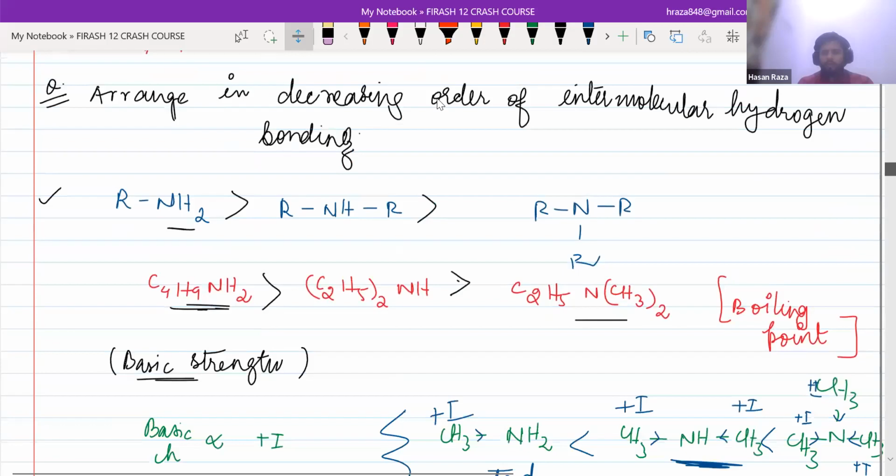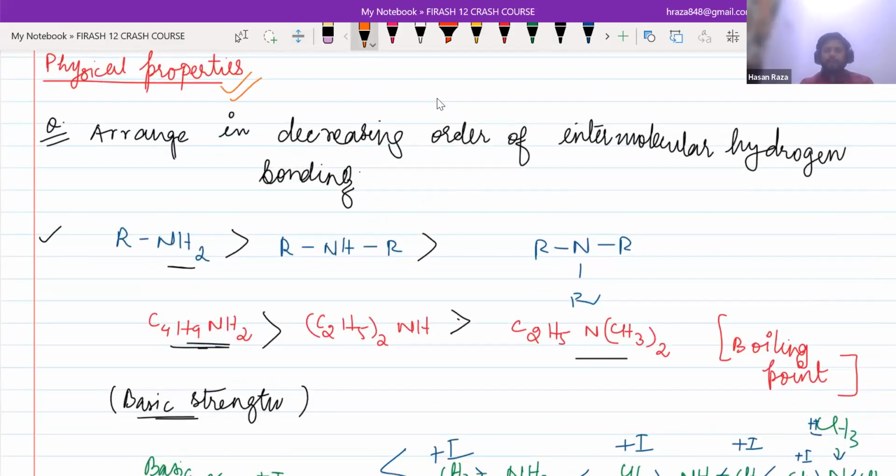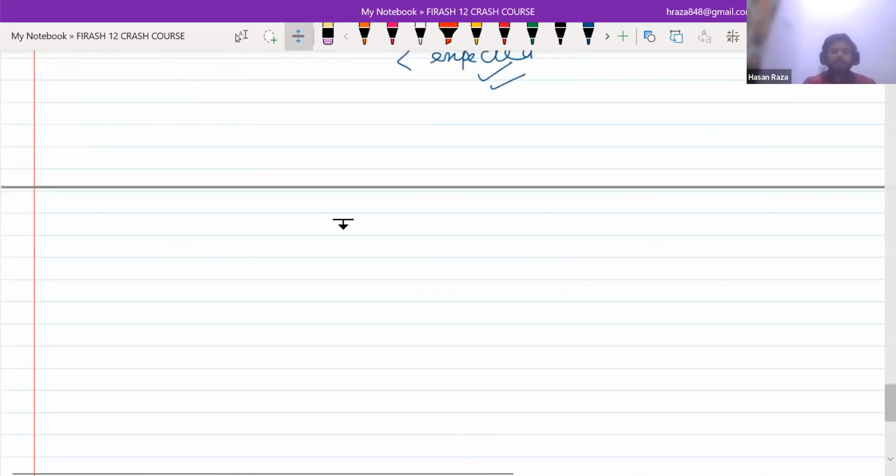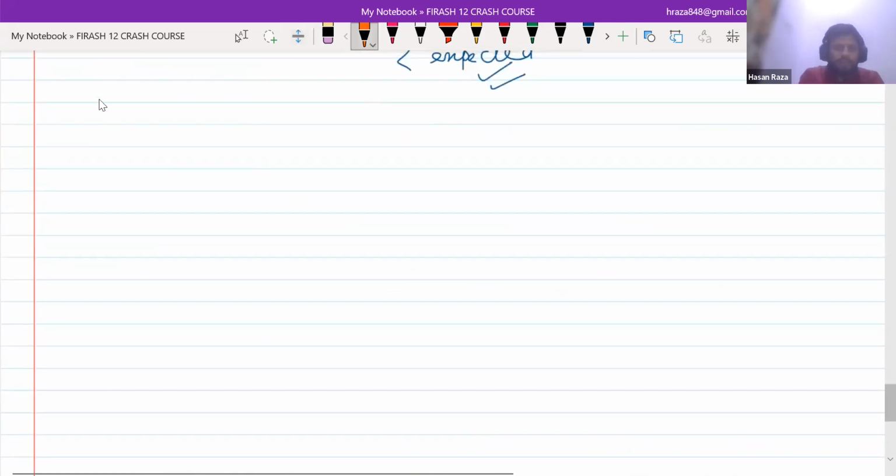Morning will be more, and solvation due to solvation, 1 degree amine is more stable. And then we started the chemical reaction in which we did this. No, it is about the hydrogen bonding and all. Okay. We were about to start chemical reaction, that is basically your basic strength. So let's start the chemical reaction.